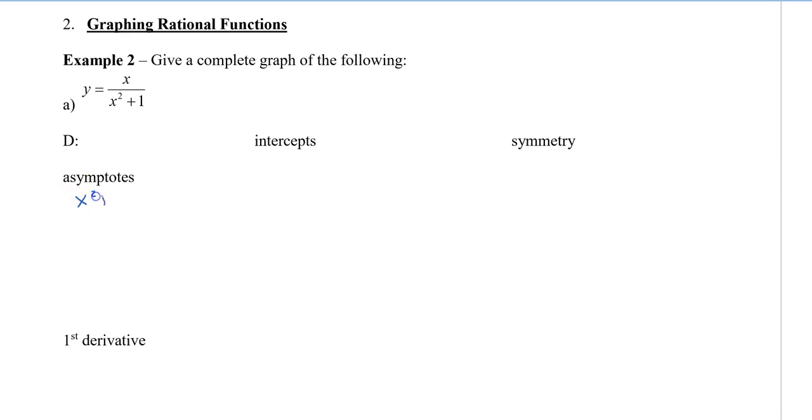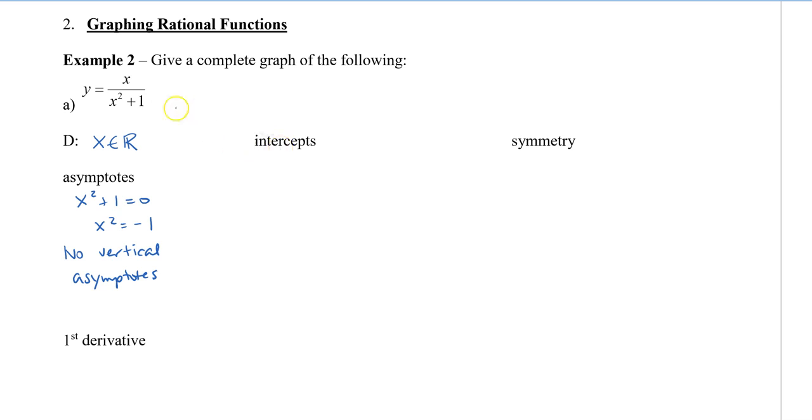So we have x squared plus 1 equal to 0. So x squared equals negative 1. Now, I can't square root negative 1, so therefore there are actually no vertical asymptotes. So since there are no vertical asymptotes, and I check my numerator and see that it's just x, I can conclude that my domain is all real numbers.